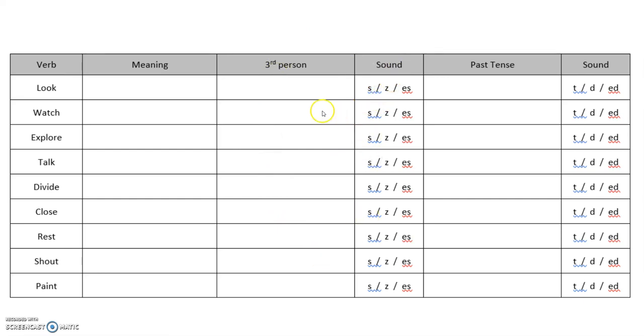Third person, santangen. Past tense, ED. So is it T, D, or ED? Please circle the one, okay? And please write a meaning for these words. You can write in English or Japanese, or any other language if you like. I can't check the other languages though, okay? So English or Japanese. Okay, pause the video, try to write it, and then come back, okay? And let's check later.